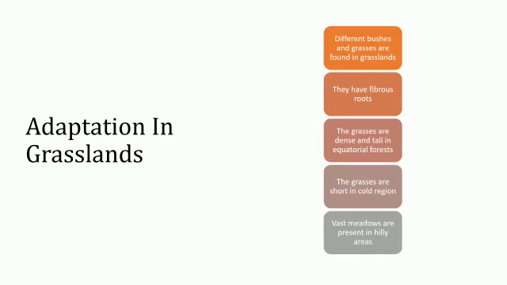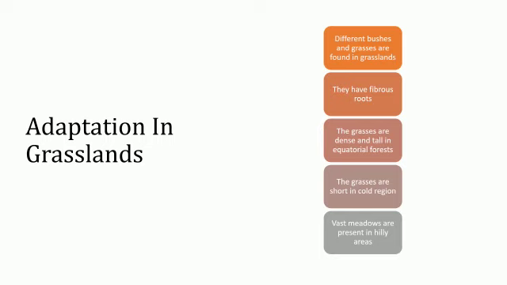Next is adaptations in grassland plants. Grasslands mainly include bushes and grasses. These plants have fibrous roots which prevent soil erosion. Forests in equatorial regions are dense. Grasses in cold regions are very short. Rabbits, mice are found here. In equatorial region, animals like tiger, elephants and deer are found and they can remain hidden in such tall grasses.